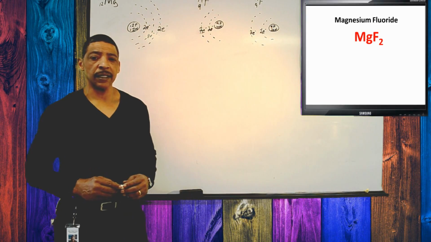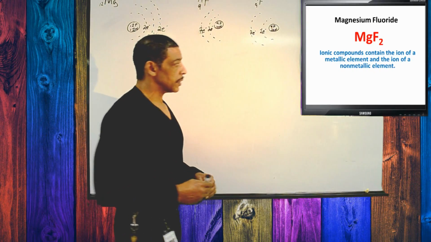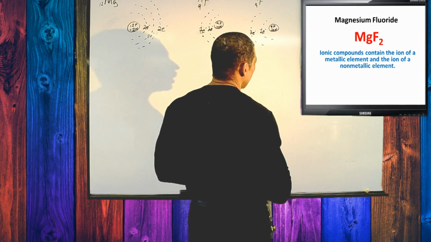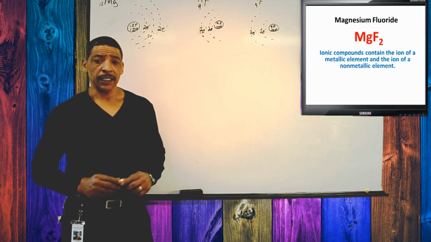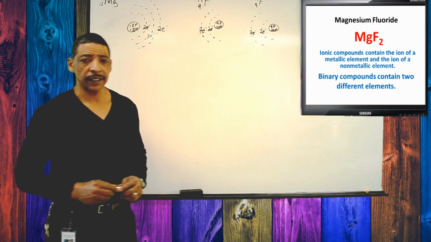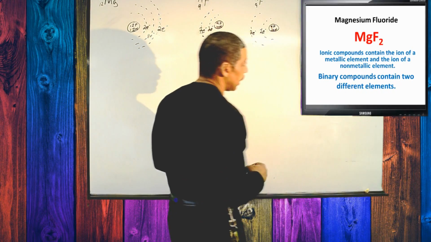Magnesium fluoride is a binary ionic compound because its formula contains the ion of a metallic element and the ion of a non-metallic element. Magnesium fluoride is a binary compound because it contains two different elements, magnesium and fluorine.